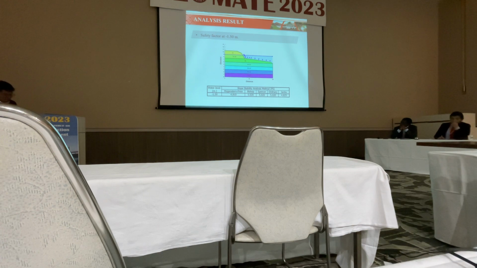At water level 1.5 meters from the top of the bank, the safety factor is about 4.8 to 5. At water level 2 meters, the safety factor is about 4.4 to 4.6. At water level 2.5 meters, the safety factor is about 4.2 to 4.4. At water level 3 meters to 4.5 meters, the safety factor is about 4.2 to 4.3, the same.